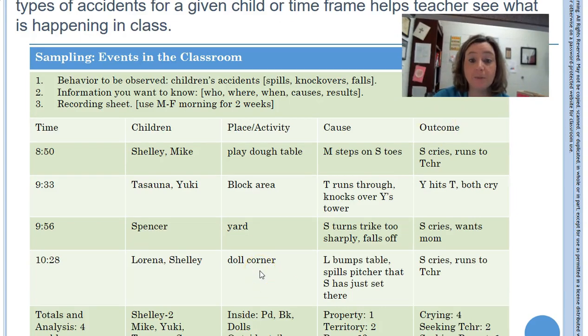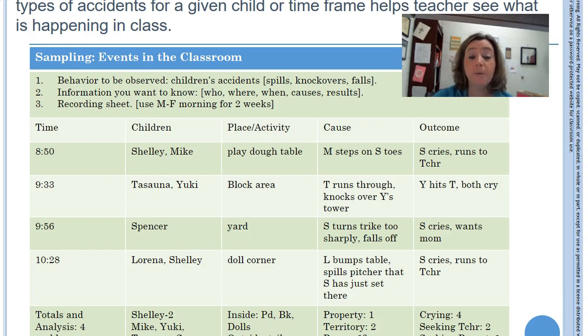So again, event sampling I think is a really handy technique, especially when you get into some of those problem behaviors. So for instance, let's say you have a child who bites. To be able to record every single time that the child bites, that's going to be a great way to have a conversation with the parents, because it's not your word against their child's word. You literally have documented every single time that this happened. And so if you have one of these for 5 straight days, then I think that's a great conversation starter for families.